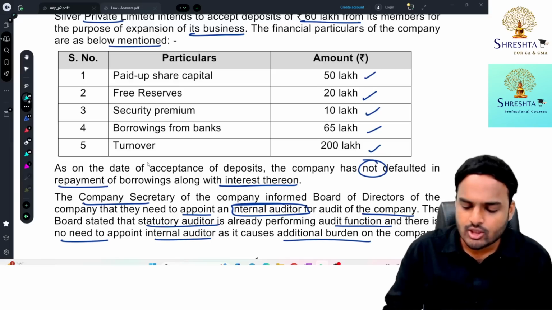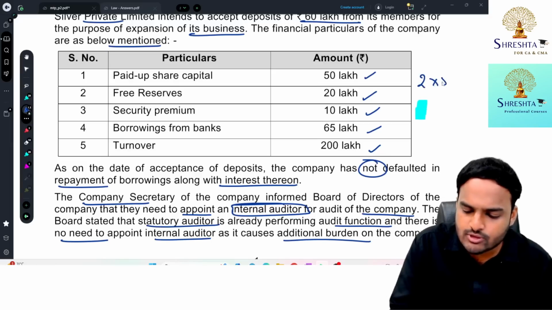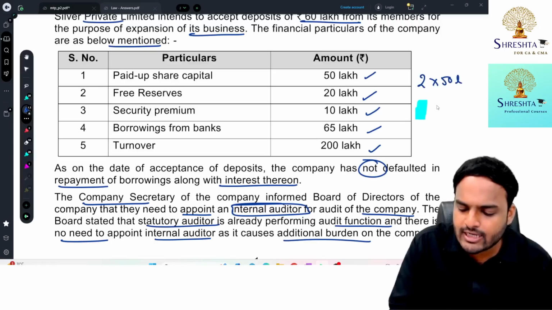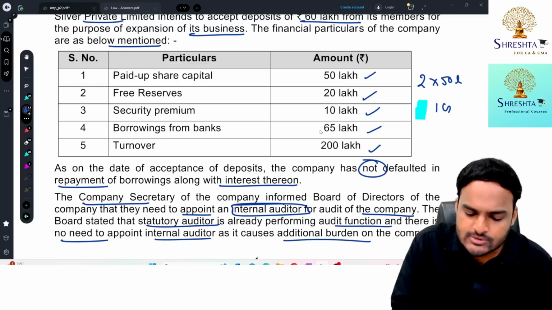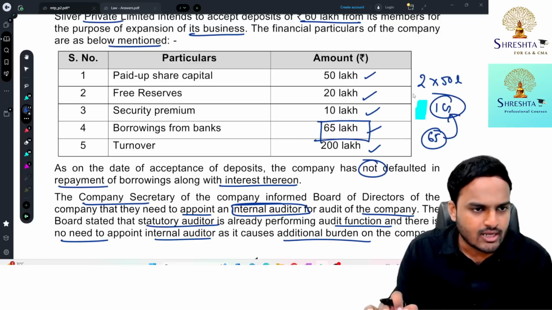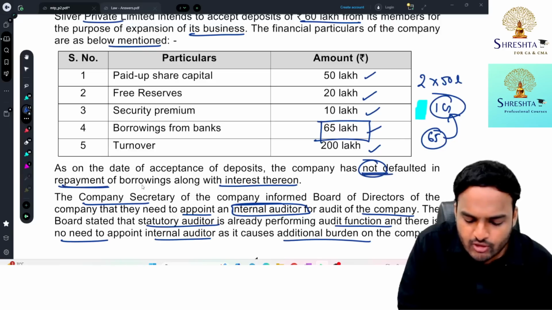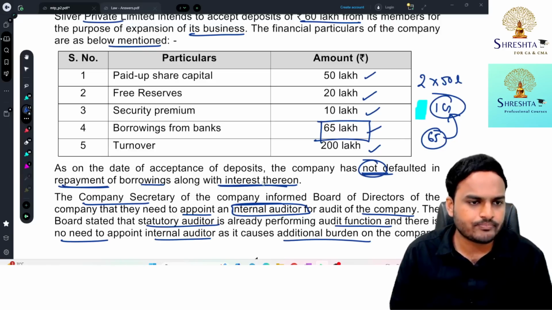You can see here twice of its paid up share capital. Two times of paid up share capital, 2 into 50 lakhs, that is 1 crore. If you observe, total borrowings is 65 lakhs. That is within the limit of twice its paid up share capital. And they clearly mention that the company has not defaulted in repayment of borrowings along with interest thereon.